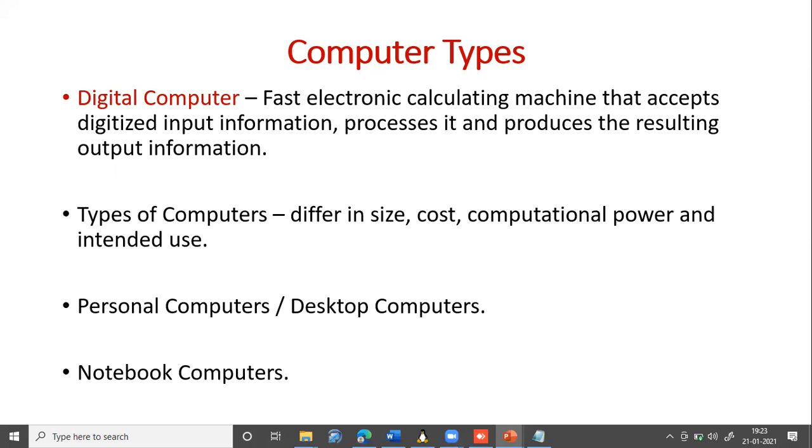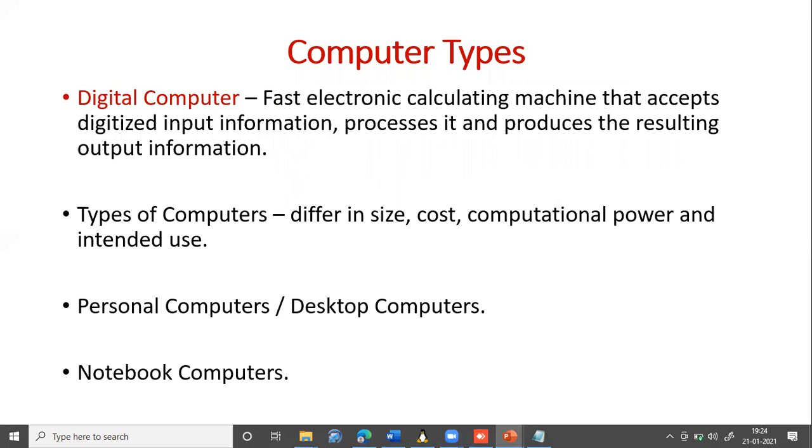And we have different types of digital computers, and these types generally vary in terms of size, cost, computational power, and the purpose of usage. So why should we have different types of computers? We have different types of computers because they vary in size, cost, computational power, and normal usage. Okay, fine.